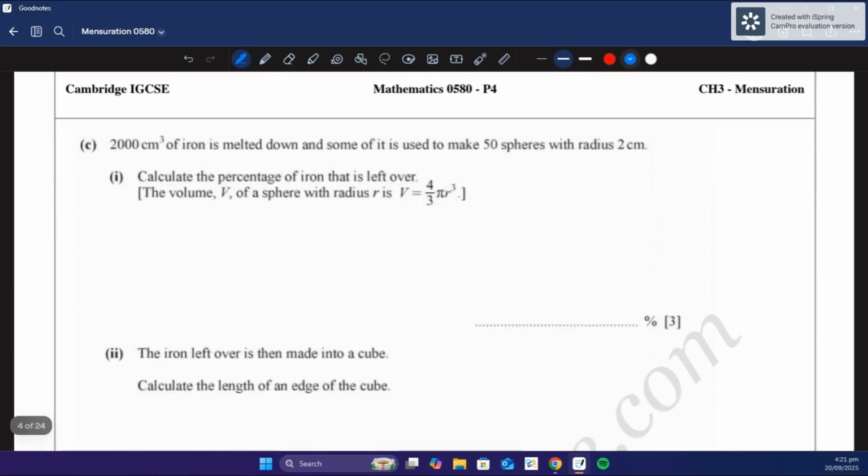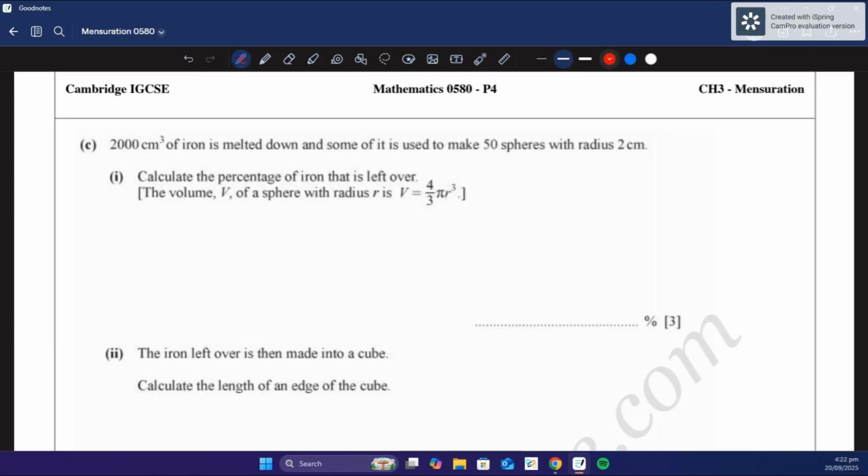Moving on to part C, part 1. 200 cubic centimeters of iron is melted down and some of it is used to make 50 spheres with radius of 2 centimeters. Calculate the percentage of iron that is left over. The volume V of sphere with radius r is 4 over 3 pi r cubed. Alright, so we need to figure out the percentage of iron that is left over after making 50 spheres.